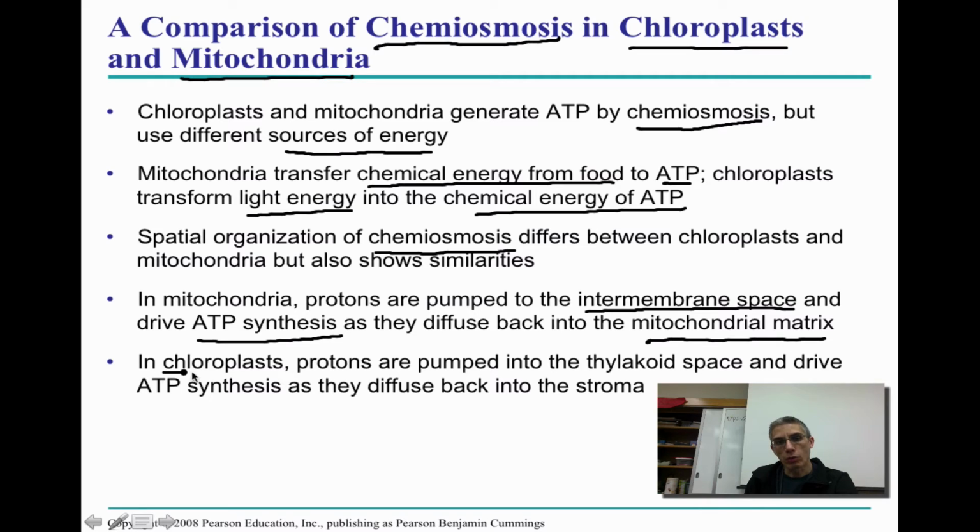When you think about a chloroplast, on the other hand, the protons are being pumped into something called the thylakoid space, and it's going to drive ATP synthesis as they diffuse back into something called the stroma. So again, this was discussing mitochondria. This is discussing the specific parts that are required to pump those protons in a chloroplast. So you've got to be aware of the difference between the two organelles.